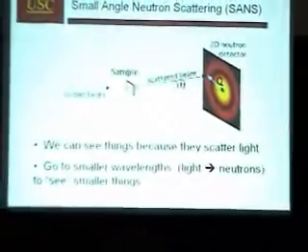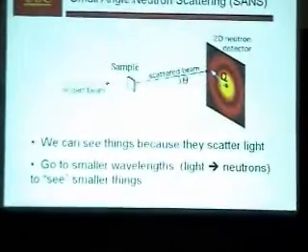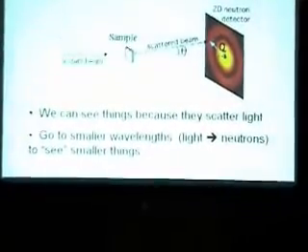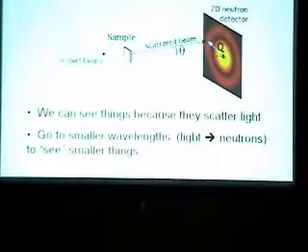The technique used is small angle neutron scattering. The reason we can see things is because they scatter light, so when we have really small things, such as a protein, on the nanoscale, we need to use something of a smaller wavelength in order to get efficient scattering to detect this and then determine the structure. So we shine an incident beam of neutrons at a sample, and then we have a 2D neutron detector.